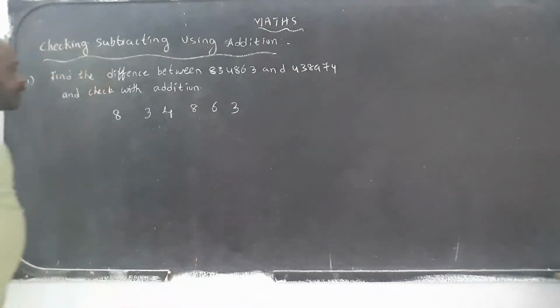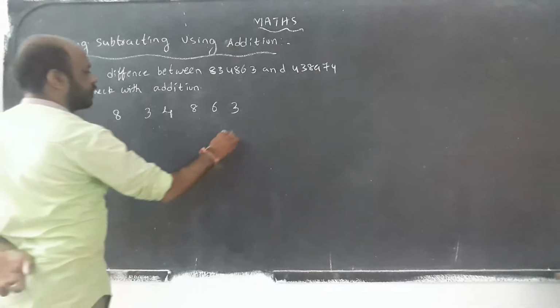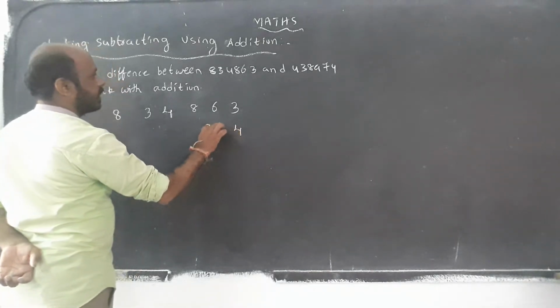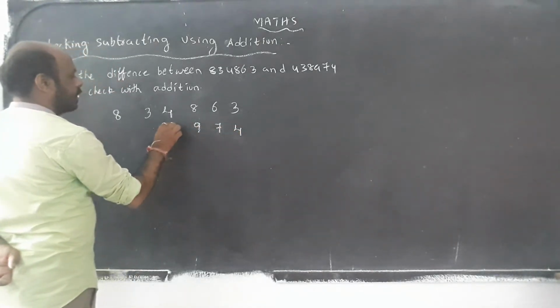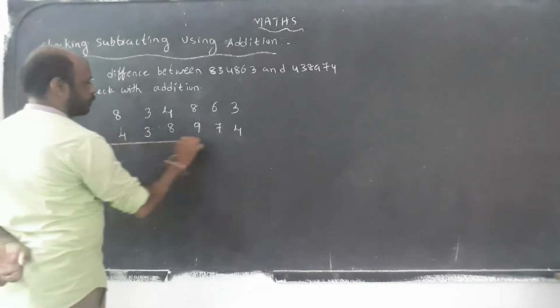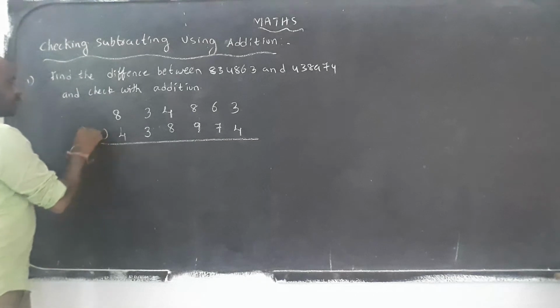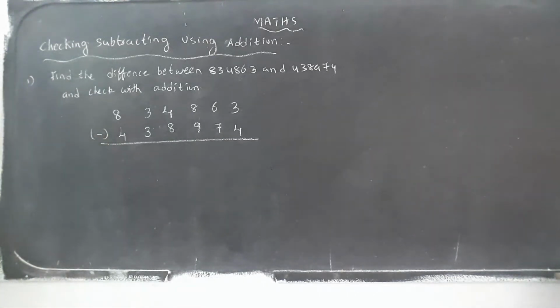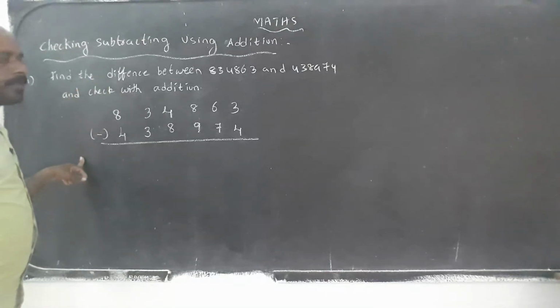The bigger number is 8,34,863. The next one is 4,79,834. Now we have to do the subtraction. Difference means we apply the subtraction symbol.